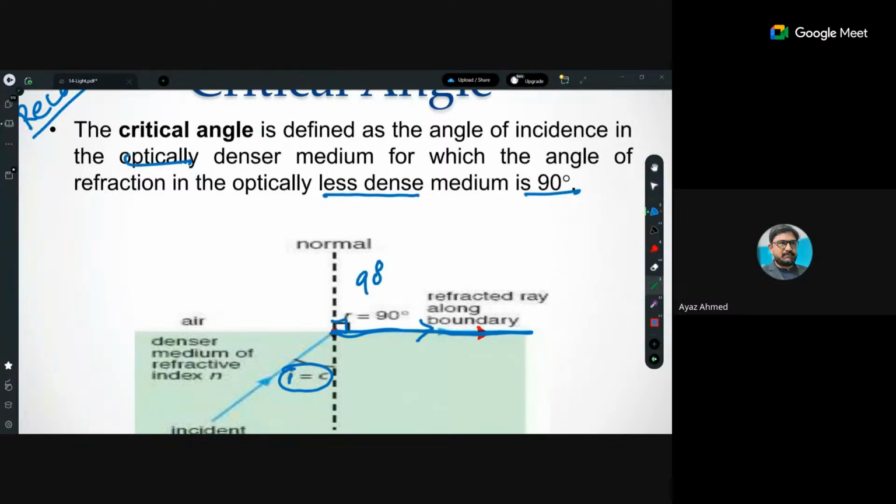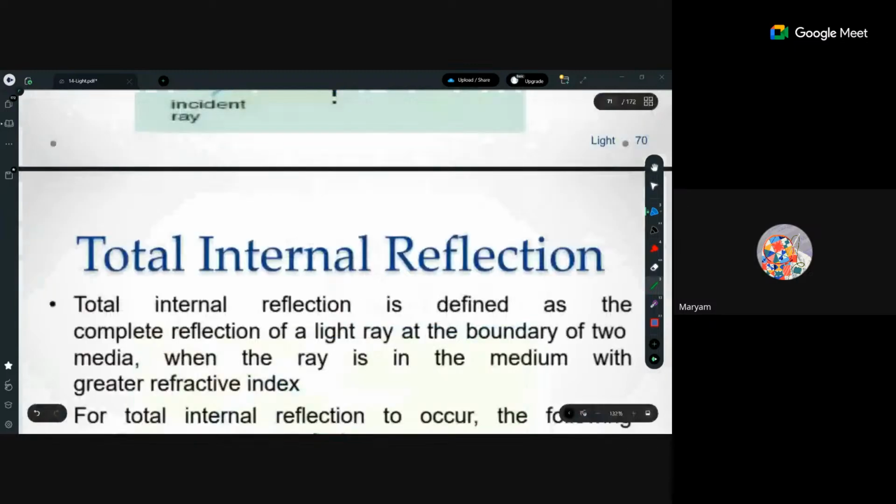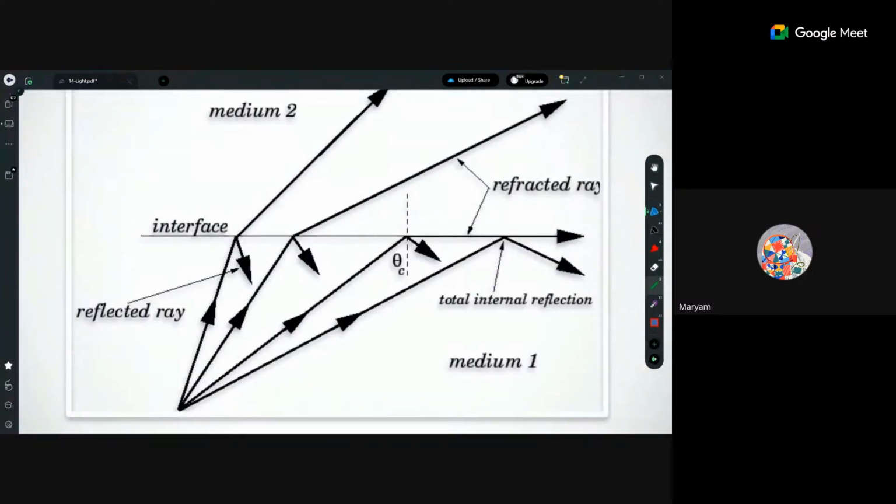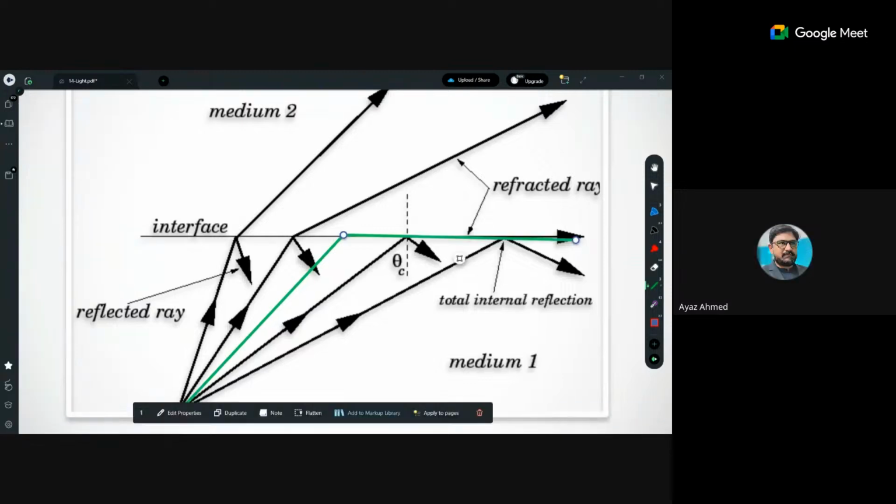Sir, what causes the angle of refraction to be 90 degrees? Nothing. You gradually increase the value of the angle of incidence, and once the angle of refraction goes to 90 degrees, that value of the angle of incidence will be the critical angle. Yes, exactly this way.